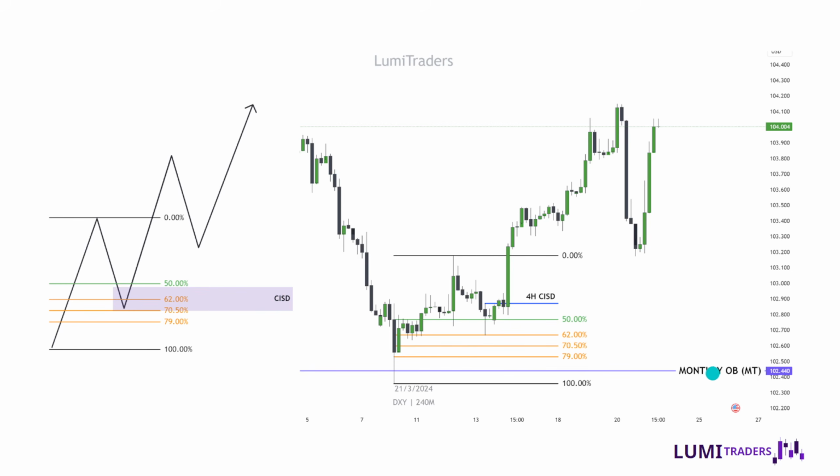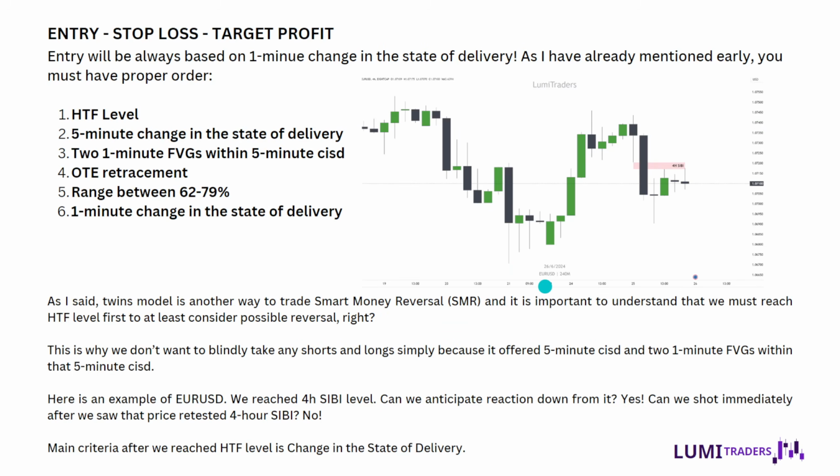For example, we got the mean threshold of a monthly order block. Here's the 4-hour chart. We measured from here to here. You got OTE retracement right here, right? And formation of a 4-hour change in the state of delivery. The test, entry. This is how OTE retracement works. Well, let's now talk about entry, stop loss, and target profit.